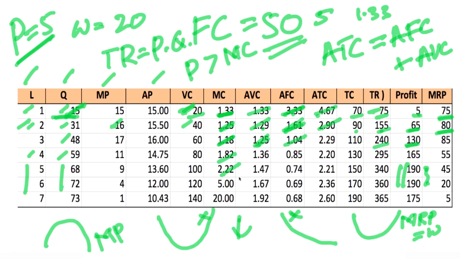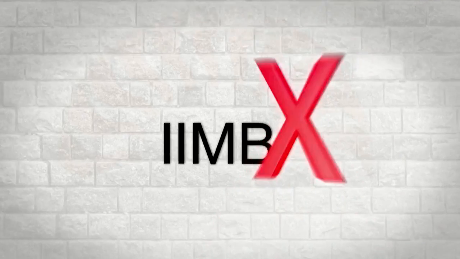So at what point should a perfectly competitive firm stop producing more? Or what is the right amount to produce? The right amount to produce is such that the price is equal to marginal cost, which in this case comes to 72 units of output.